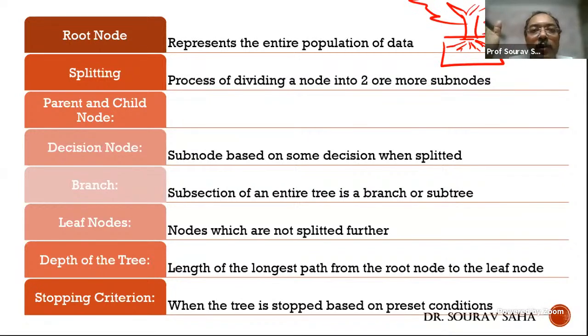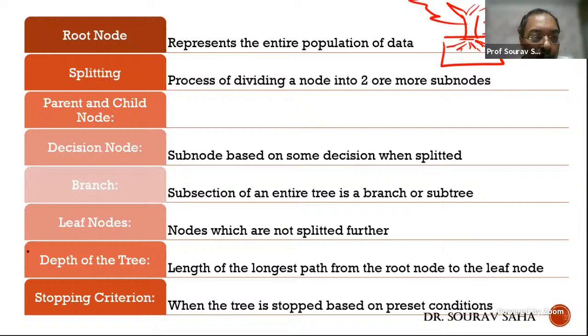Branch is a subsection of the entire tree. So the root node is the origin of the entire tree. Once the data starts flowing from the root node, it goes into some branch or the other, right? So a subsection or some part of the tree is the branch. Leaf nodes, very important. That is the part which further can't be split. Obviously, in a tree you first have the trunk, then the branches, these branches leading to smaller branches, and finally the leaves. And you further can't split the leaves, right?